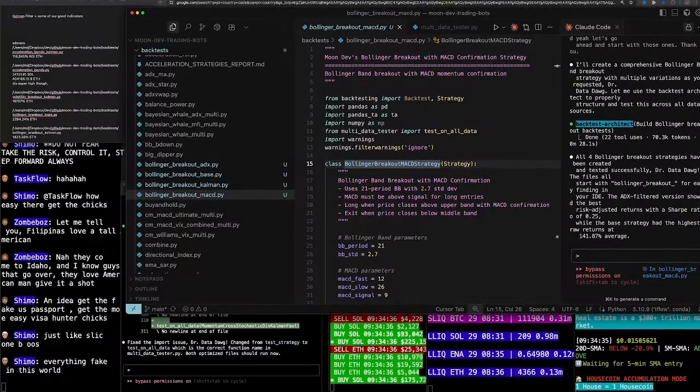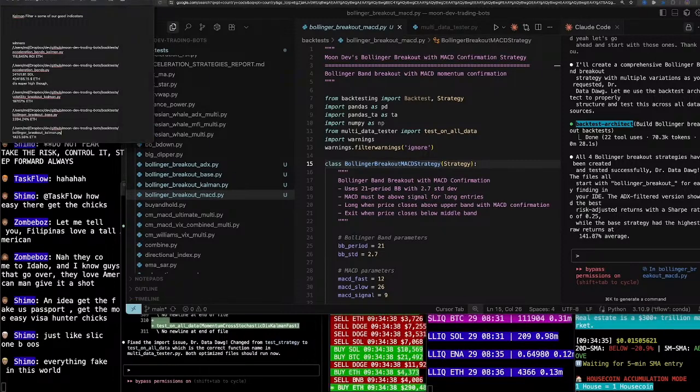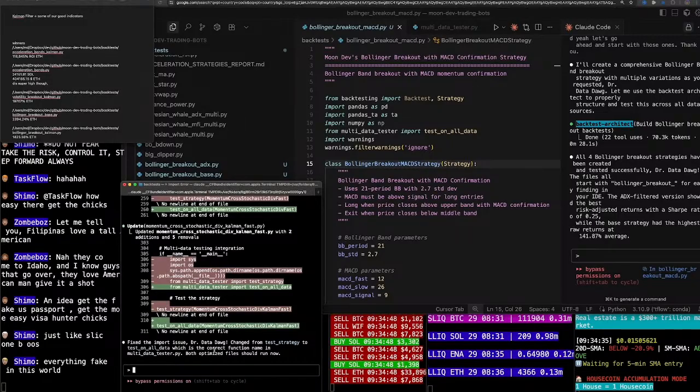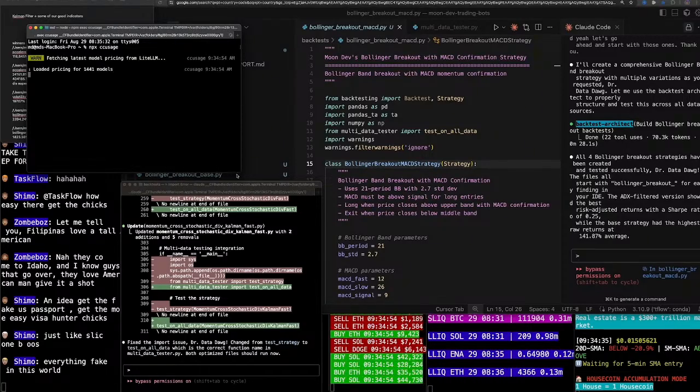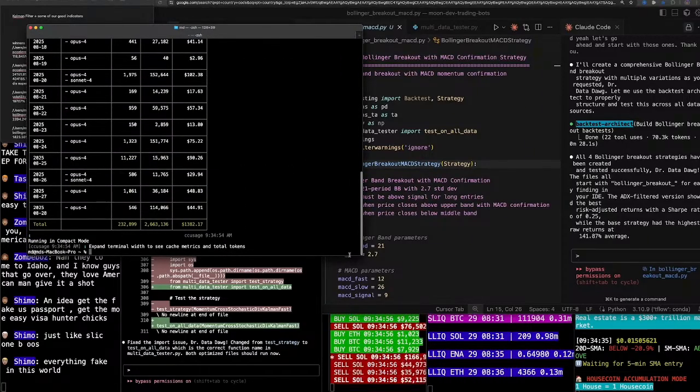I am curious about how much I've spent today. So NPX CC usage is the call we make. I spent $44 today on Opus, 45. Spent 48 yesterday, 29 the day before.